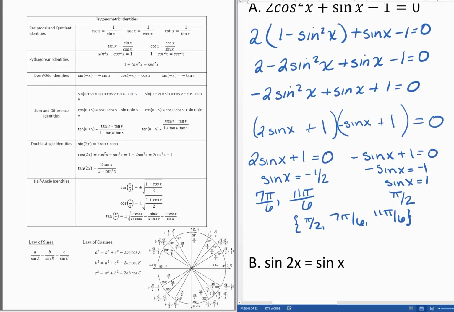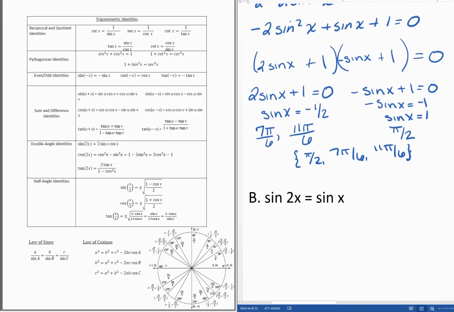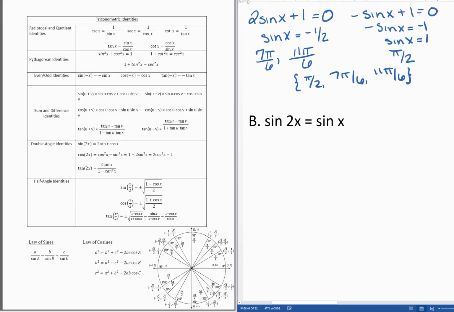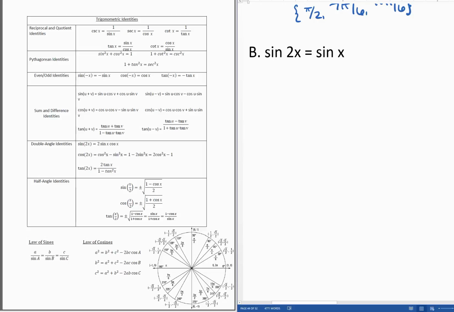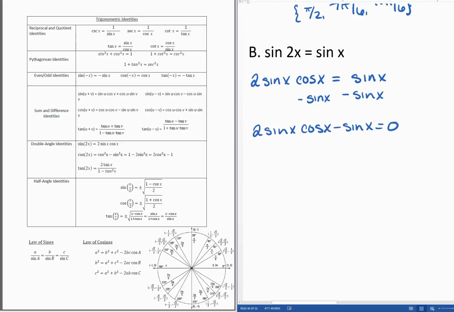Okay, let's do one more where we're going to use one of our identities to help solve. So here we have sine of 2x equals sine of x. We're going to use the double angle identity for sine of 2x, and that's equal to 2 sine of x cosine of x. And we want to know where that is equal to sine of x. So the first thing we're going to do is get everything over on one side. We're going to subtract sine of x from both sides. So we have 2 sine of x cosine of x minus sine of x equal to 0.